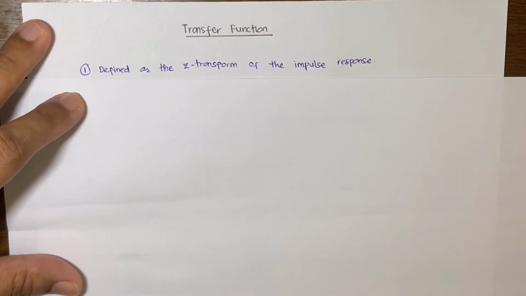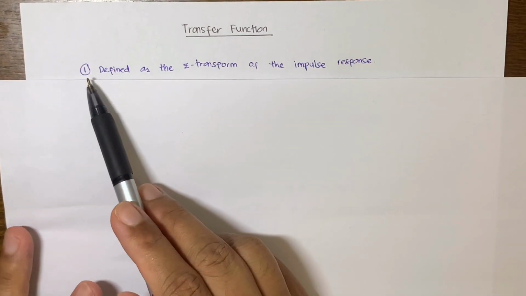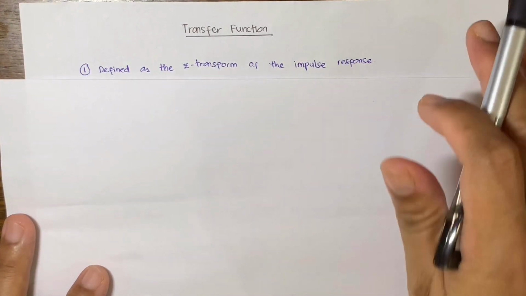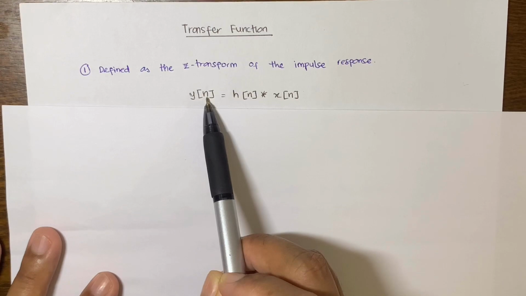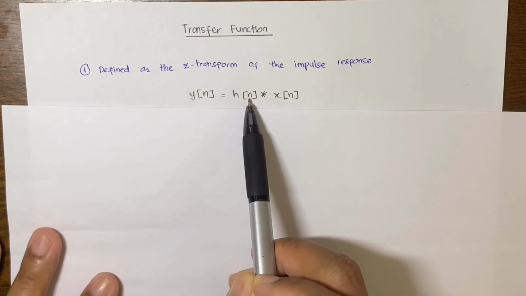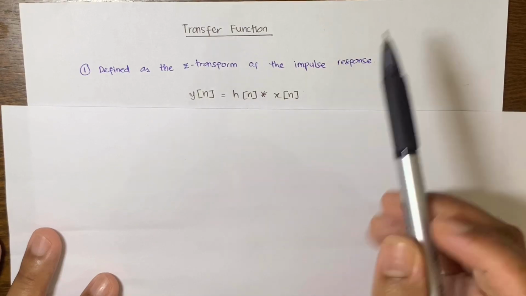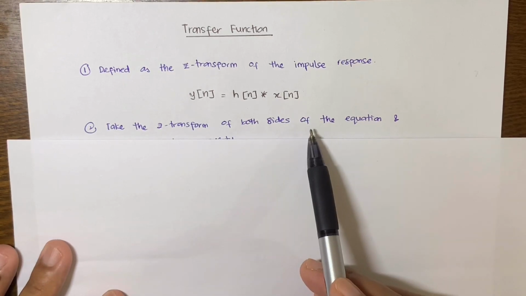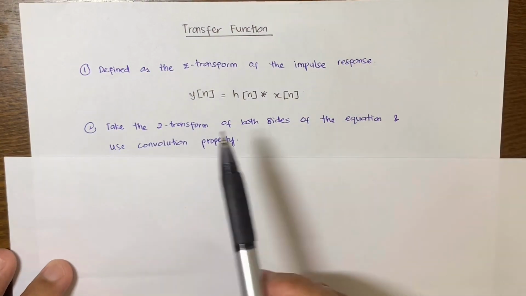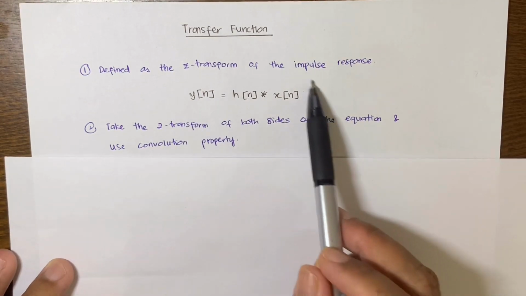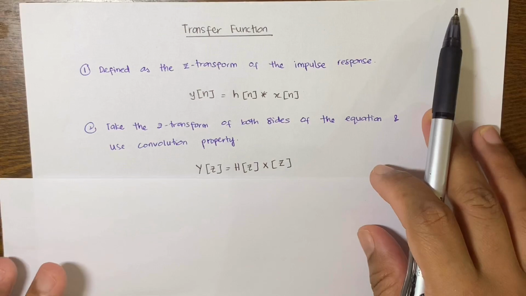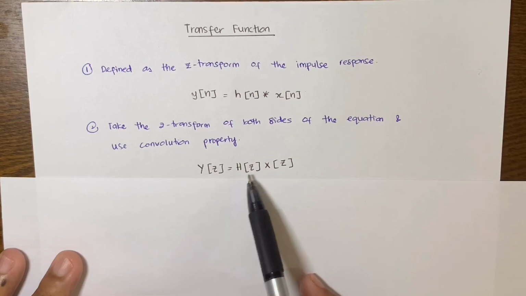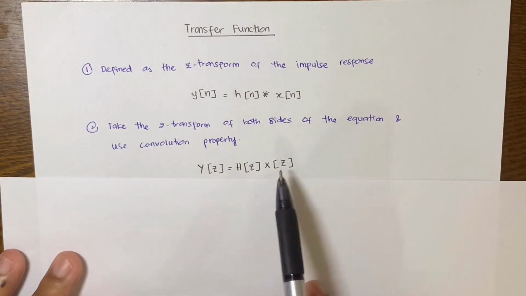What is the transfer function? The transfer function is defined as the Z transform of the impulse response. y[n] equals h[n] convolved with x[n]. We take the Z transform of both sides of the equation and use the convolution property. From this expression, changing both sides to the Z transform, you will get Y(z) equal to H(z) multiplied with X(z).